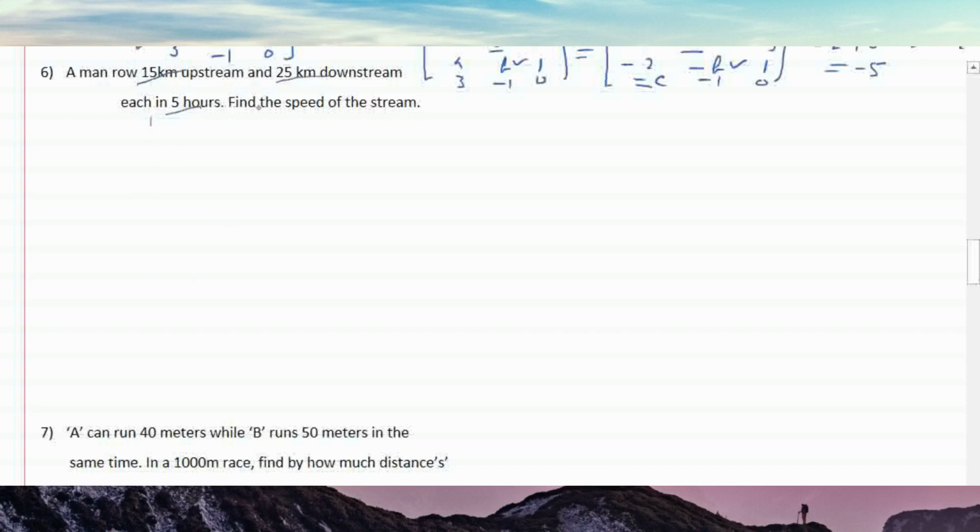So you have to find the speed of the stream. So you can use here a simple method. I think you can apply here a unitary method also easily. Now here in this question, you can apply a very simple formula. Just I am writing the formula here in this question.